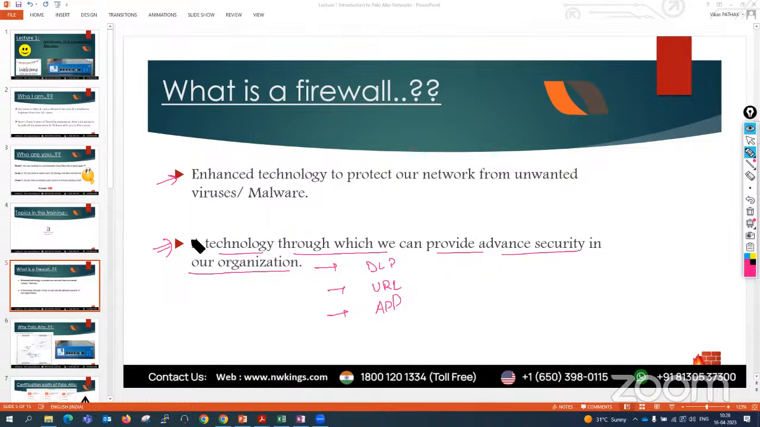So we can conclude here that if you are working with the next generation firewall, we can provide advanced security in our organization. We can provide a totally new solution to our organization. We can do the filtration of the traffic on a certain level that it will be very advanced security to our network.